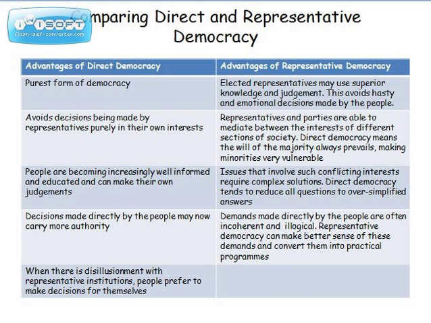So then, if we're comparing direct democracy and representative democracy, we can see that there are various advantages to both of those. So that's obviously what we want to be understanding here, the advantages of both. In the next video, we're going to be looking at the democratic deficit and also democratic renewal.